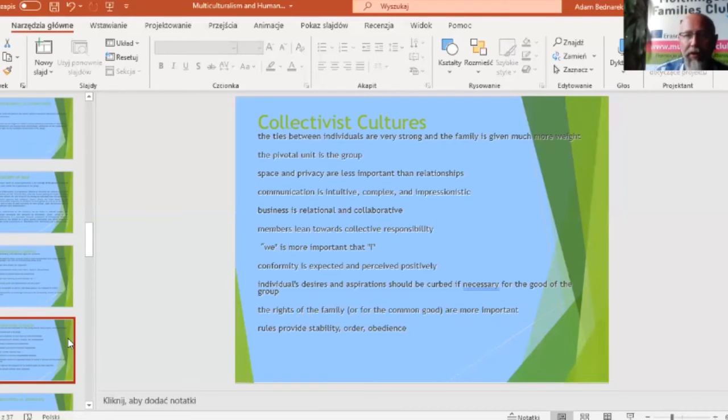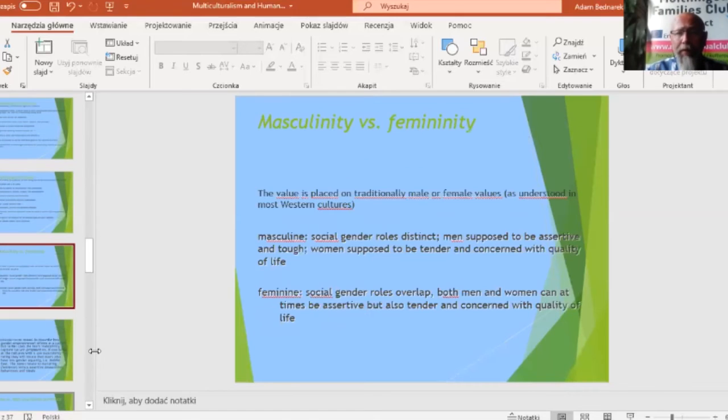Now, the collectivistic cultures: the ties between individuals are very strong. It is pivotal to be a group. Space and privacy are less important than relationships, right? Communication is intuitive. It's complex. Business is relational and collaborative. We is more important than I, right? It's stability, order, and a certain obedience to certain set models of interactionism. So when you're listening to this, ask yourself, what kind of cultural background do you come from?